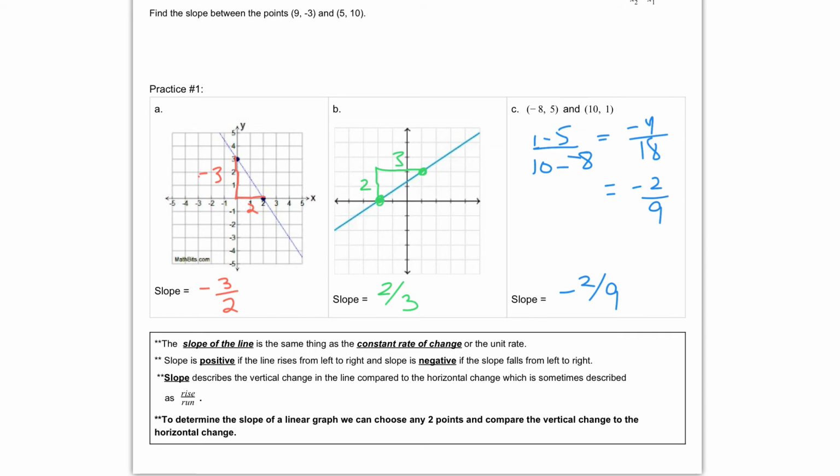And finally, in letter C, I subtracted the y's on the top, 1 minus 5, to give me negative 4. And I subtracted the x's on the bottom, 10 minus a negative 8, which gives me a positive 18. If I divide or simplify those, I get negative 2 over 9.